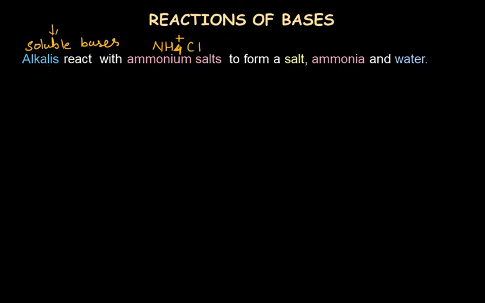So let's have a look at an example here. Say an alkali like NaOH, sodium hydroxide, is reacting with an ammonium salt like ammonium chloride. Then a salt will be formed.